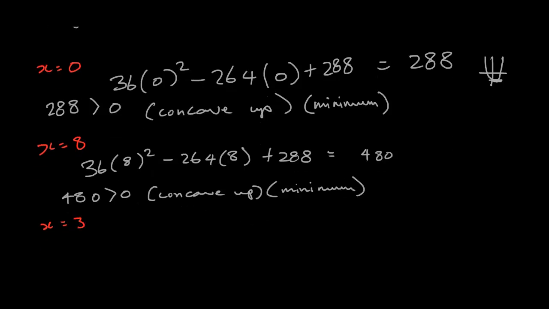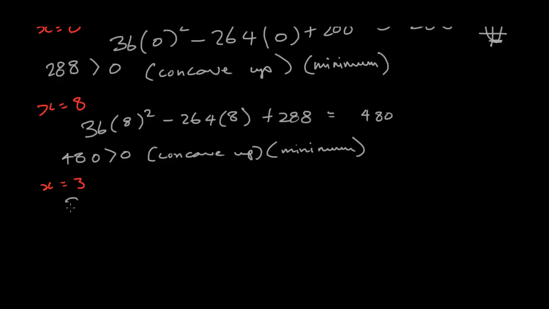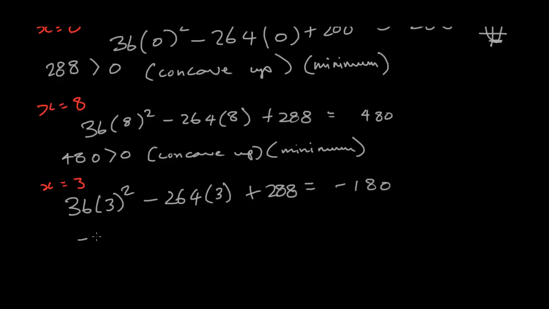Okay, moving on to x equals 3. 36 times 3 squared minus 264 times 3 plus 288 equals. For that we end up getting negative 180. So since it's negative 180, it is obvious that 0 is bigger than it. So therefore it has to be concave down. And that means that we've found that it's a maximum.